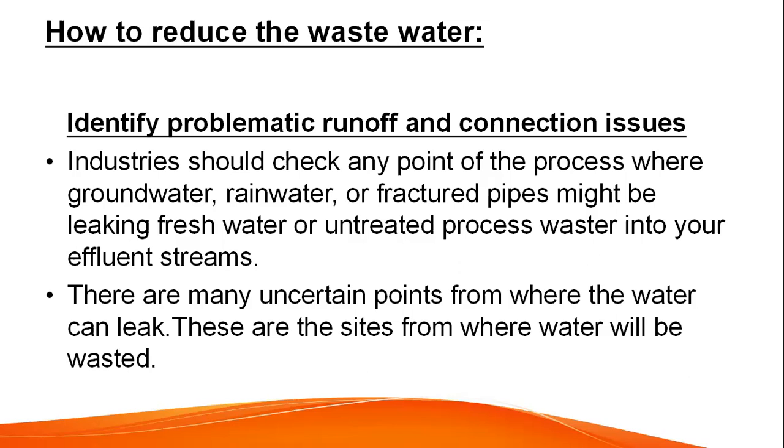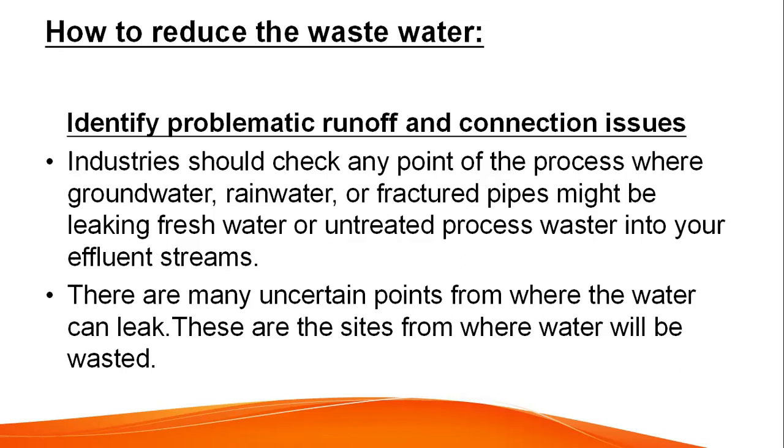What is meant is that there are certain holes in the pipes which carry the water. There is a possibility that they may contain some holes from which water can leak out, so that the water will be wasted or will be of no use, or untreated process waste will enter your effluent streams. So it will be wasted and of no use. There are many uncertain points from where the water can leak. These are the sites from where the water will be wasted. So we have to be vigilant. We have to be careful about those points so that the water cannot be wasted from these types of points.